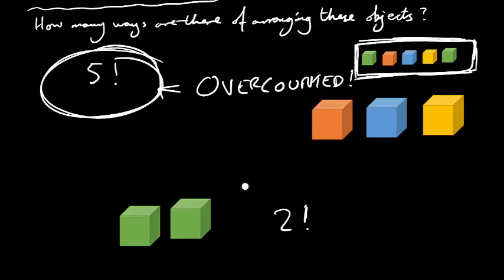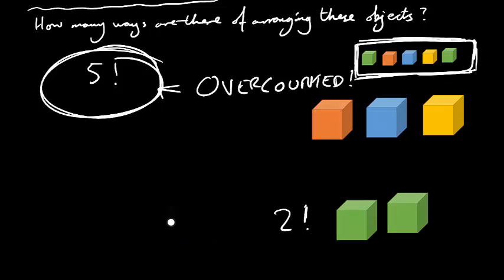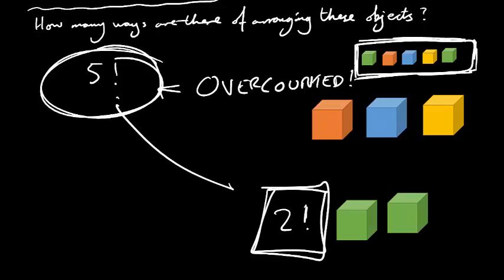We can just swap them over. So there's going to be 2 factorial ways of arranging these 2 identical objects. So all we've got to do then is remove these 2 factorial ways of arranging these 2 objects from my 5 factorial.